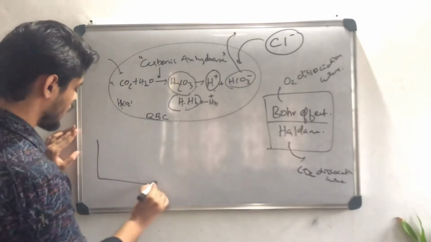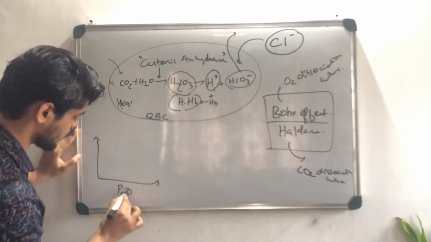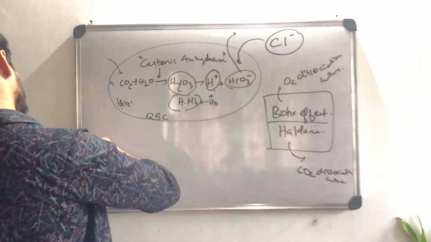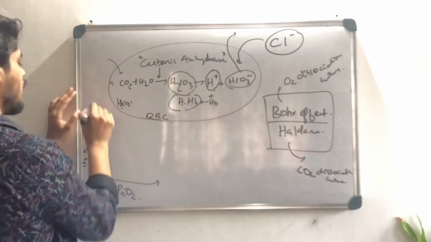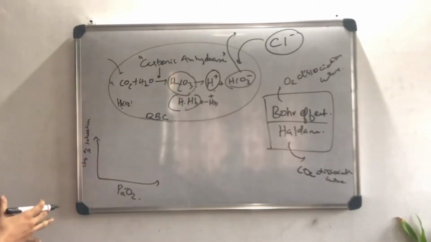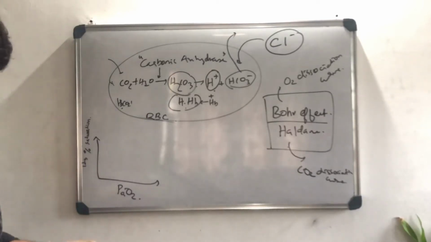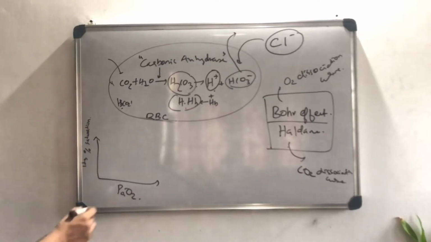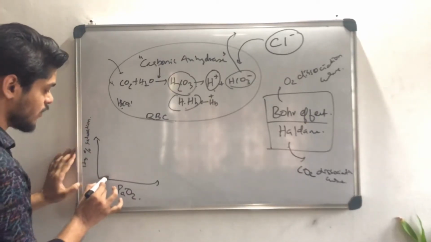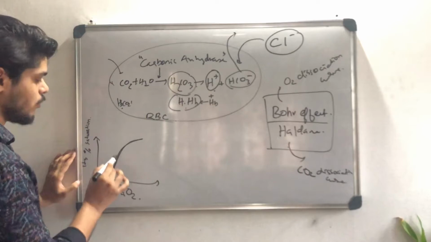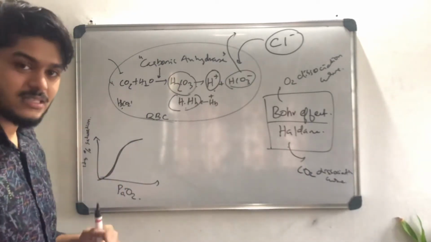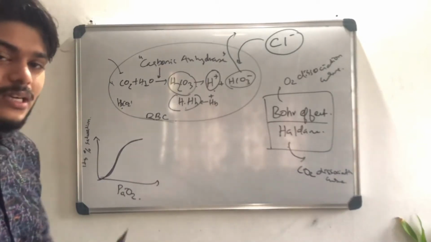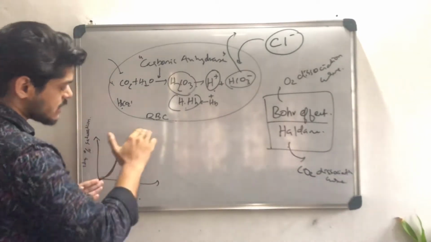Here we have the oxygen dissociation curve. We have PaO2 and hemoglobin percent saturation, right? What is hemoglobin percent saturation? How much hemoglobin is bound with oxygen. That's what hemoglobin percent saturation is. And we know the curve is S-shaped. Why is it S-shaped? Because of the allosteric effect. There is a cooperativity relation between oxygen and hemoglobin. That's why there is an S-shaped curve.